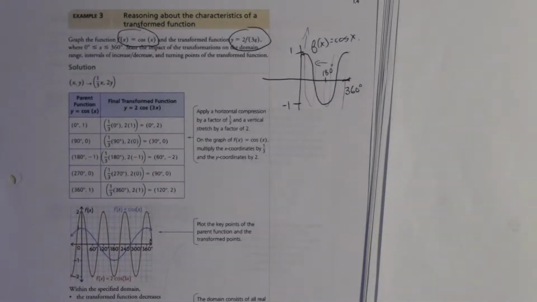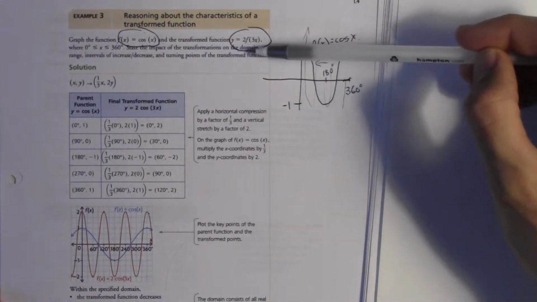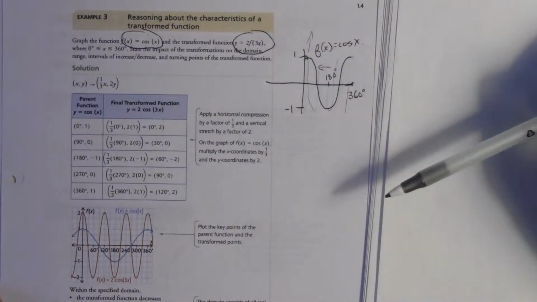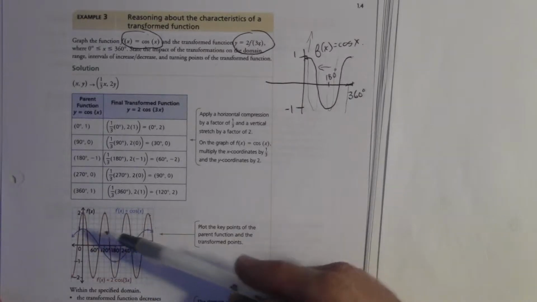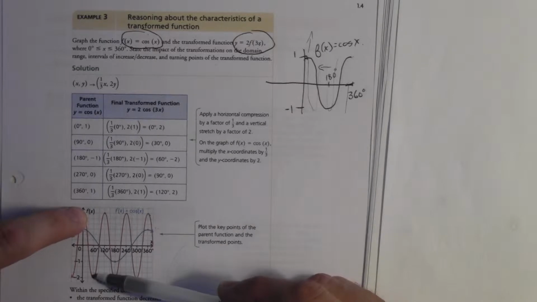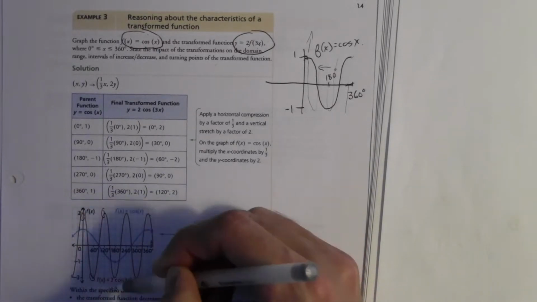Very, very easily. Any questions? Okay, then it asks, how does the impact of the transformations change the domain, the range, the intervals of increase and decrease, and the turning points? Well, we can see it right on the new graph. Where are the new intervals of increase and decrease? They're now here. This is decrease, this is increase. Here are my new turning points.